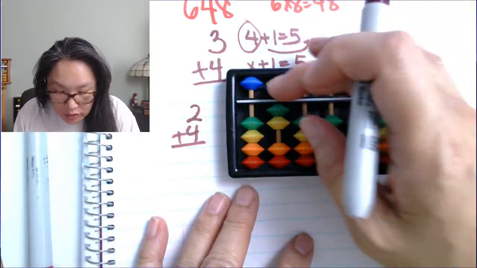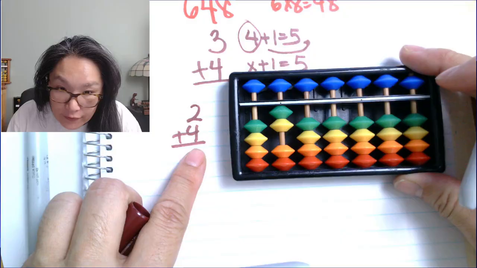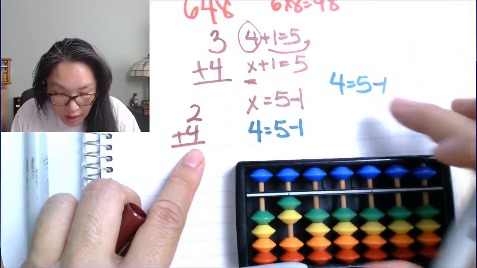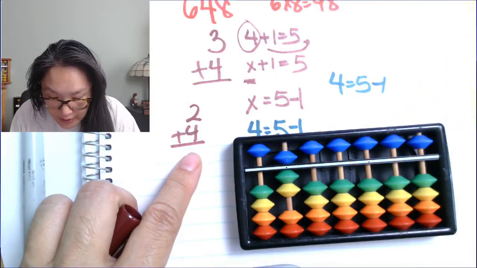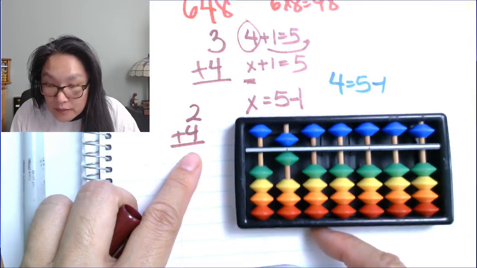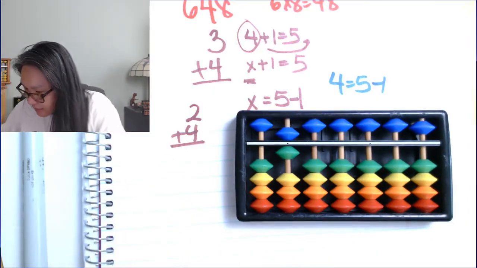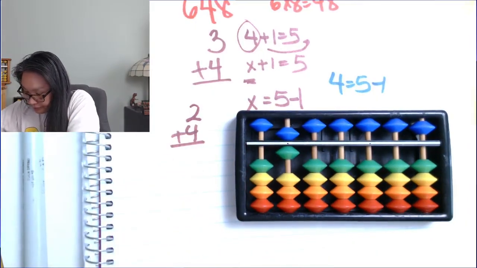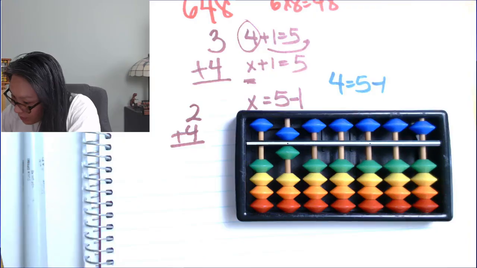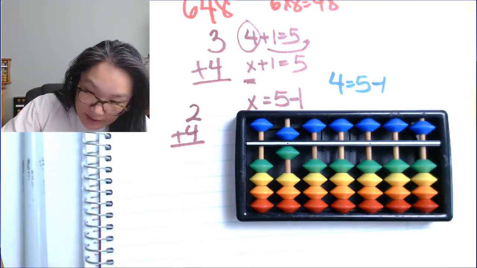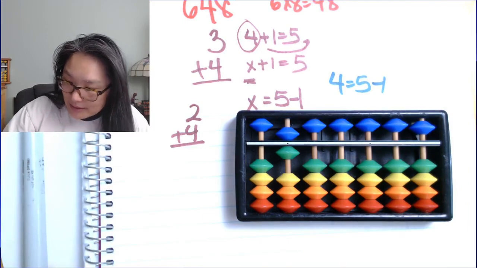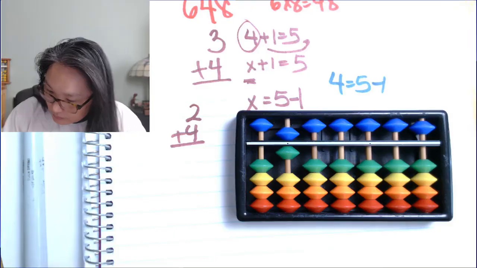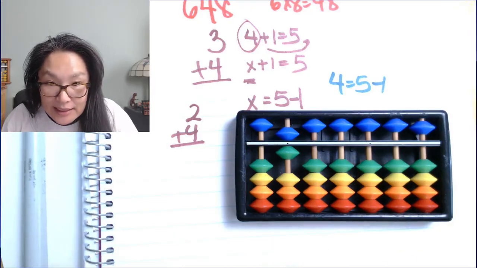So if we have 2, the question is, do I have enough? No. What do I do? I plus the 5 and I take away the 1. And my answer is 6. So again, abacus simplifies. It strips out all the complexities. So my answer is 6.